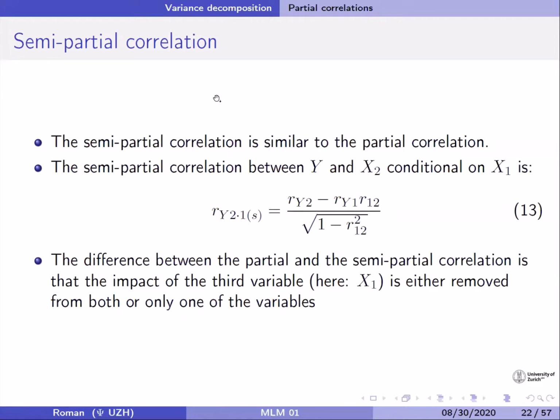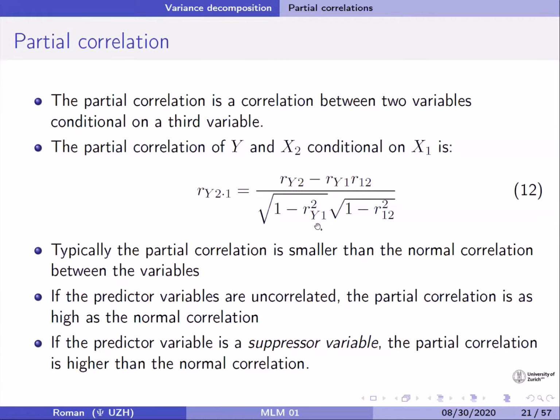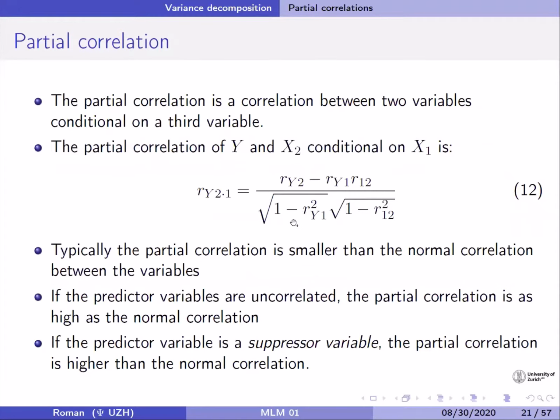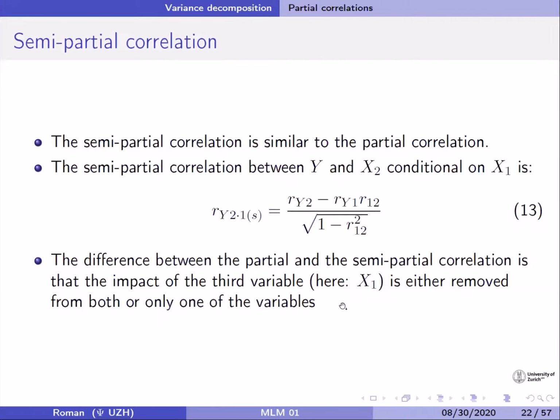However, the semi-partial correlation here is given by the same numerator as in the partial correlation. However, now we no longer partition out the correlation of y and x1. Notice that that's the only difference in this term here. So functionally, the difference between the partial and semi-partial correlation is that the impact of the third variable, here x1, is either removed from both or only one of the variables. So here, we are not partialing that out in the semi-partial, but in the partial, we are partialing that out. So that is our difference here.